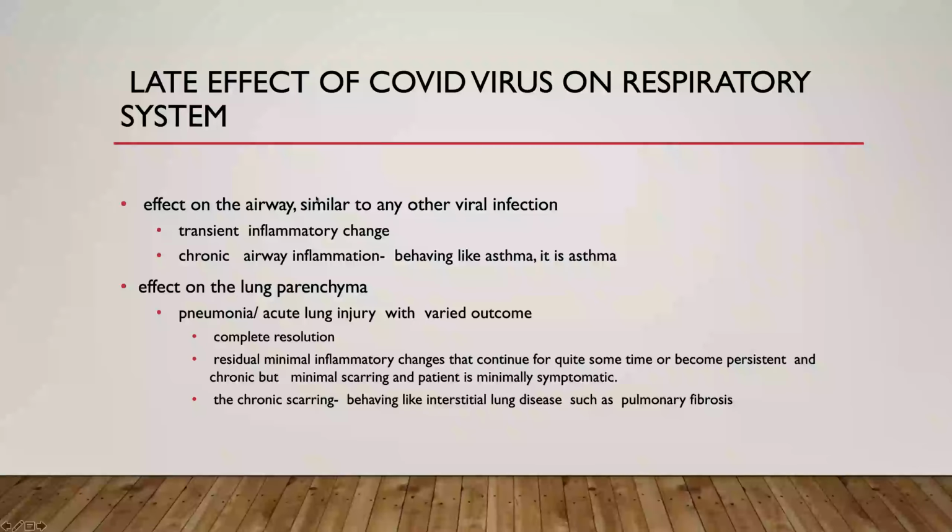Effect on the lungs: the COVID airway involved in patients with cough and shortness of breath. Some patients have pneumonia because COVID gets to the lung parenchyma, causing pneumonia, pneumonitis, acute lung injury. Either they get better or they have residual minimal inflammatory change that continues for quite some time or becomes persistent and chronic. When patients recover, there's minimal scarring and they are minimally symptomatic. Or if you're not lucky, some patients have chronic scarring, behaving like an interstitial lung disease, such as pulmonary fibrosis. So this is a summary of the effect of the COVID virus on the respiratory system.